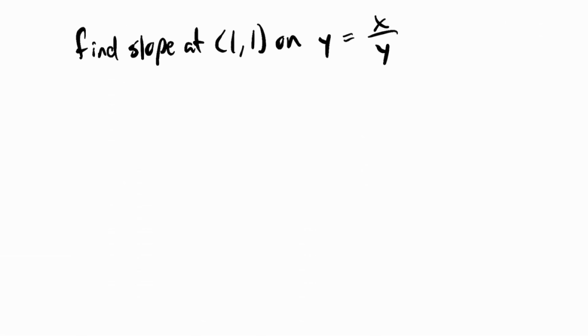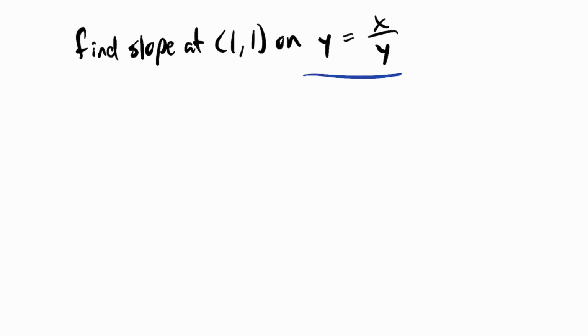So in this video, we will do an example of implicit differentiation, and we will find the slope at a point on a graph. And while we're at it, we might as well find the tangent line too. We'll go ahead and do that as well. Here's the equation: y equals x over y.